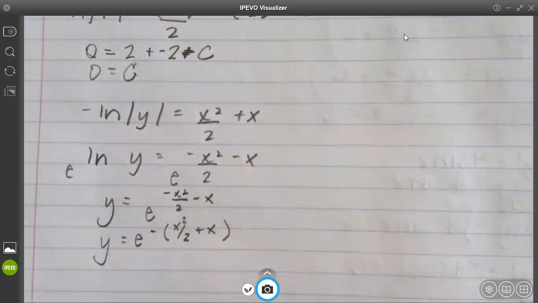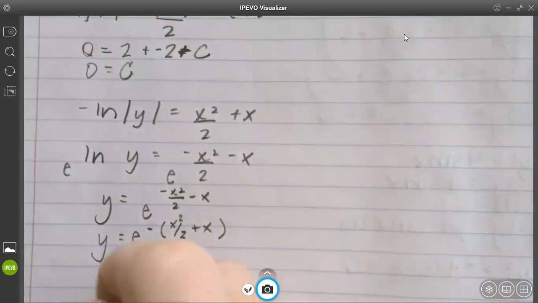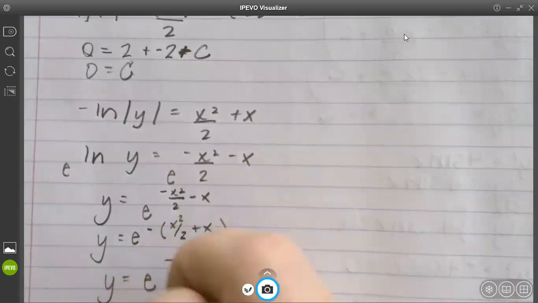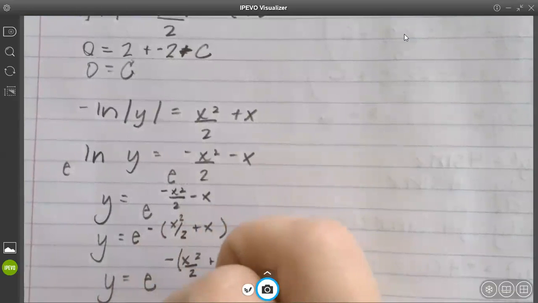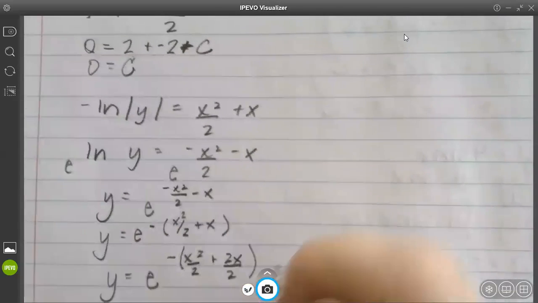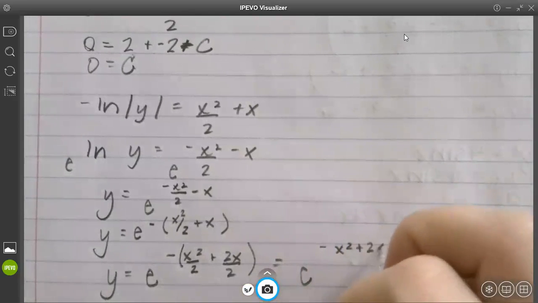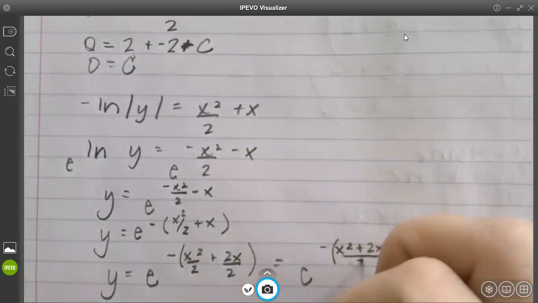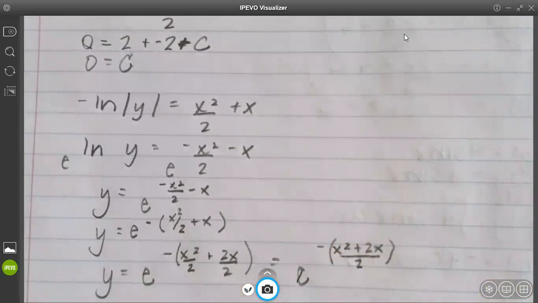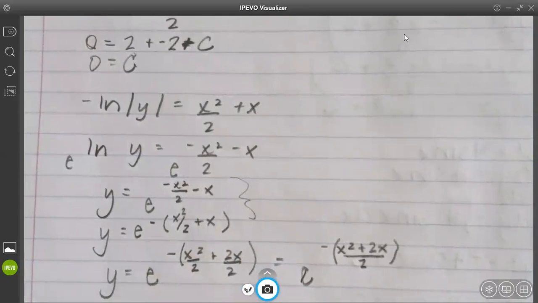And then they rewrite it so that we have common denominators. So what would your common denominator be? Say it again. So we have negative x squared over 2 plus 2x over 2. And then they just change it to e to the negative x squared plus 2x over 2 like that. That's an e, sorry. So I'm good right here.